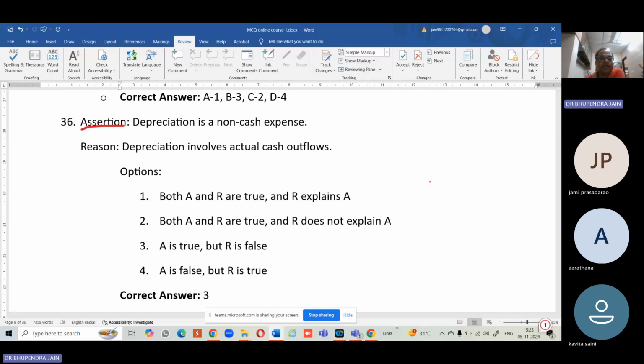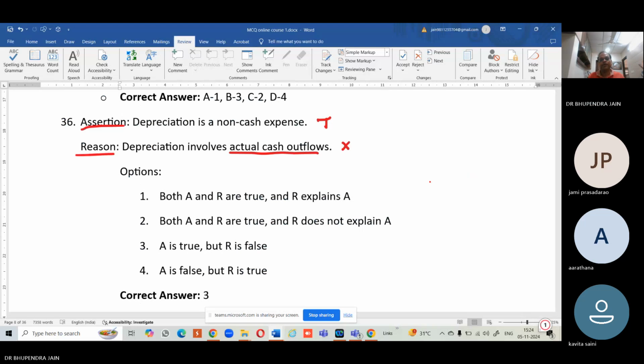Some of the assertions and the reason is given. Assertion: depreciation is a non-cash expense. Yes, true. We never pay any amount to the depreciation. And the reason: the depreciation involved actual cash outflow. So this is wrong. Since the depreciation is a non-cash expense, so why it inflate the inflow and outflow of the cash?